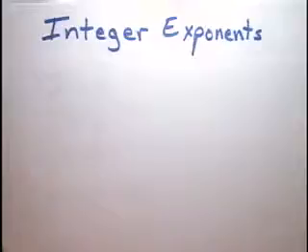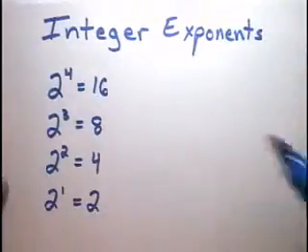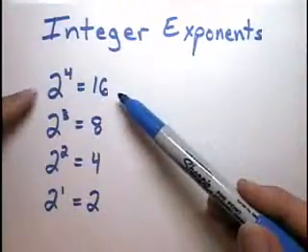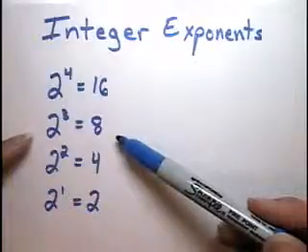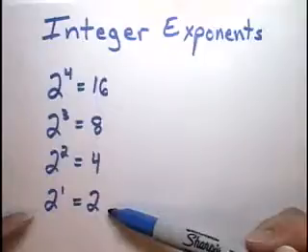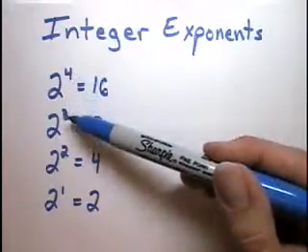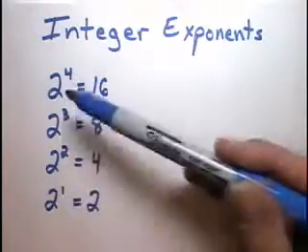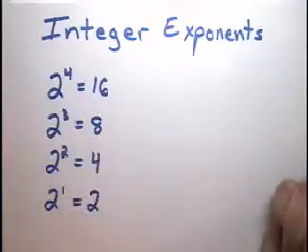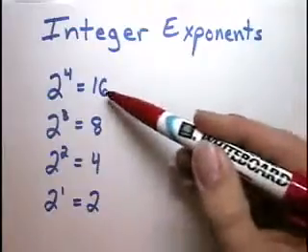Before we talk about integer exponents, let's look at the pattern with some whole number positive exponents. What I've shown here is that 2 to the 4th power equals 16. We know 2 to the 3rd is 8. 2 squared is 4. And 2 to the 1st power is just 2. Notice how I've listed these so that the exponent comes down one number each time: 4, 3, 2, 1. I want us to look at the pattern in the value of the answer here.